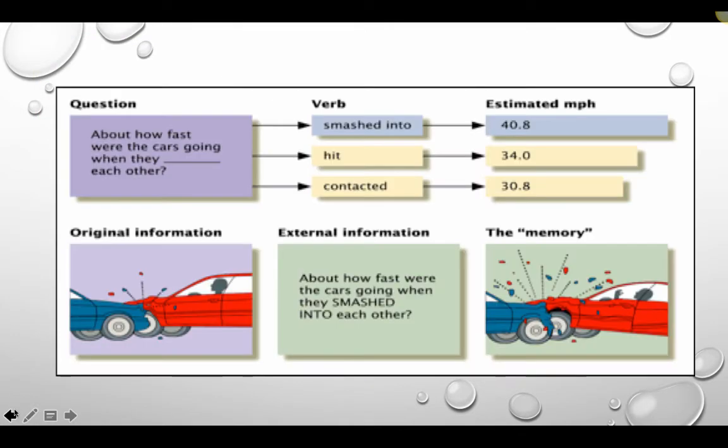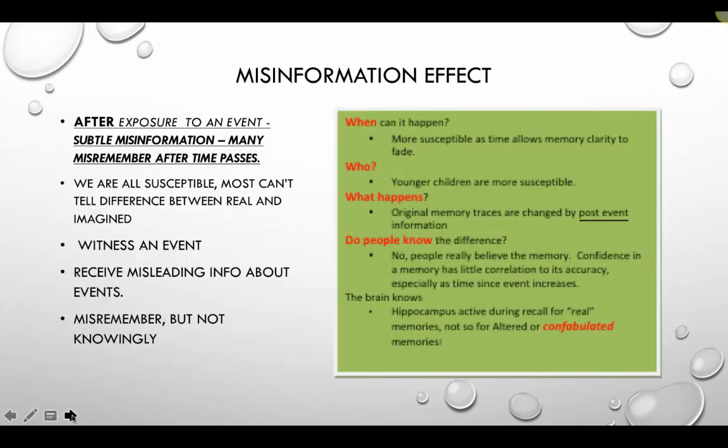So in this experiment, sorry, I'm jumping around here, remember they got questions. How fast were they going when they smashed into each other? The average estimate was about 41 miles an hour. If asked how fast were the cars going when they hit each other, the average was about 34 miles an hour. And when they contacted each other, about 31 miles an hour. So there's a 10 mile an hour difference. The question caused a change in the memory of speed. How fast were they going when they hit each other versus smashed into each other? This misinformation of smashed caused people to misremember seeing broken glass.